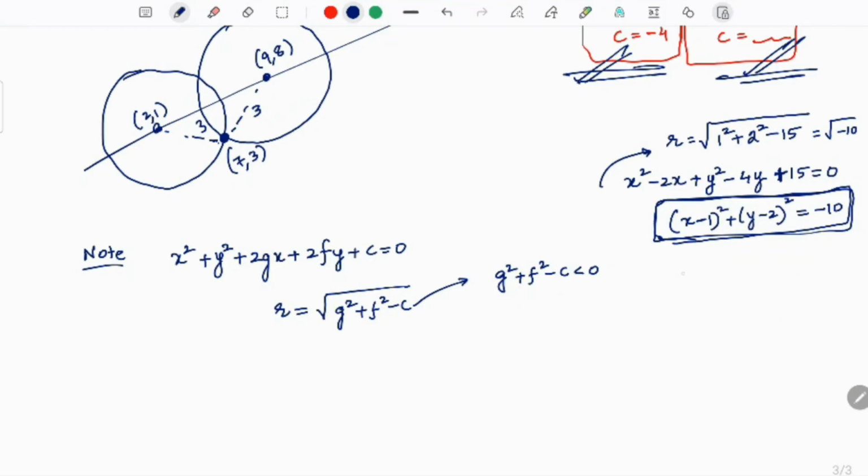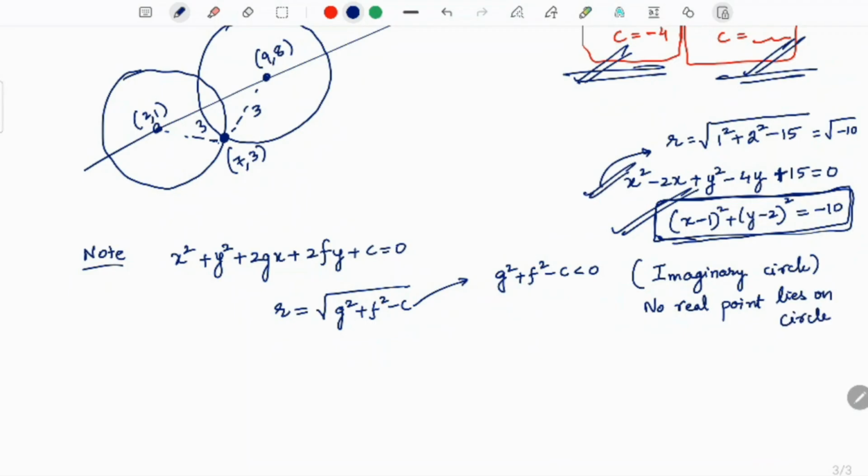Sorry, the radius as non-real. So if the radius is root of a negative, then we say the circle is imaginary. Imaginary circle means there is no circle itself. How many points are there on the imaginary circle? How many points satisfy this equation? 0. No real point lies on the circle. We are calling this a circle only, but we say it is imaginary because no point is satisfying the circle equation.